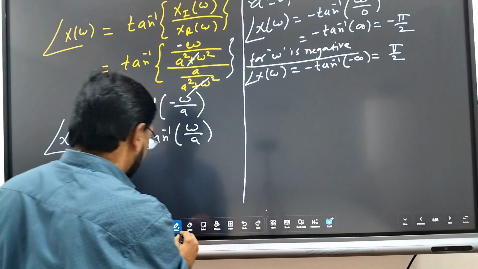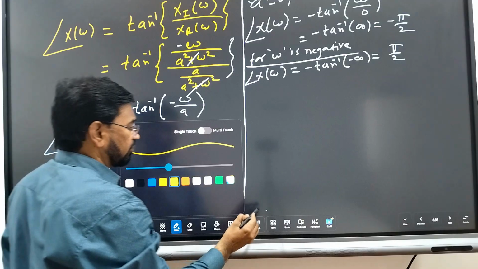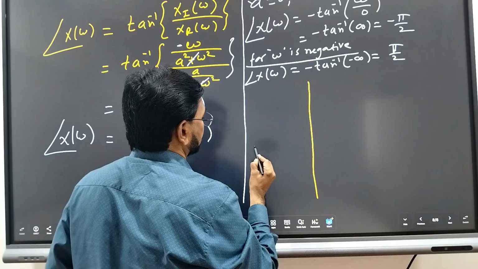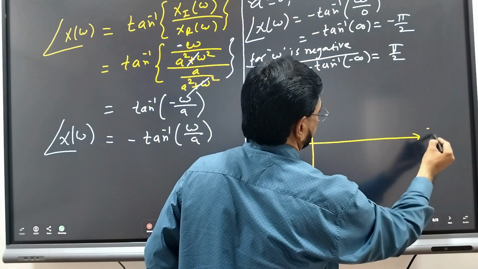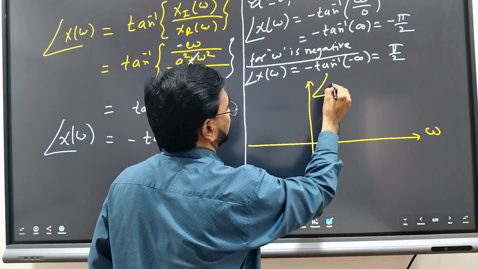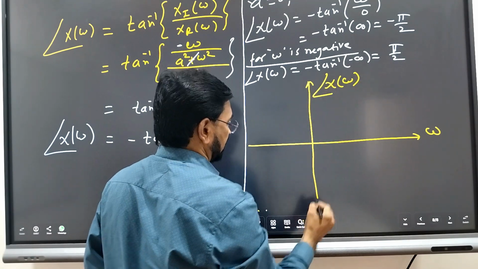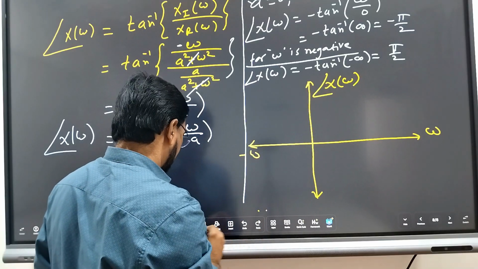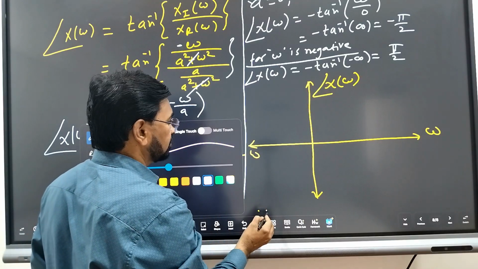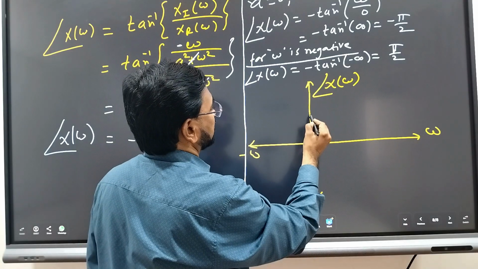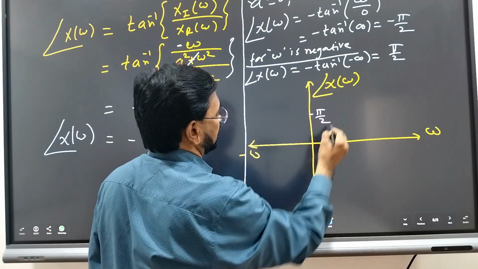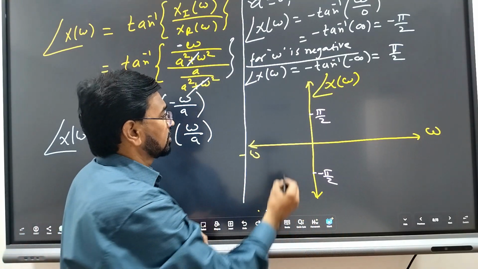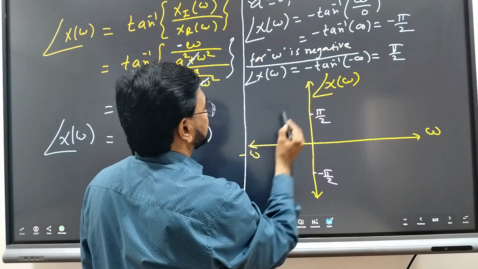Now let us plot the phase spectrum of this. Phase spectrum we have this. This is omega and angle of X of omega, and this is minus omega. So what will this spectrum be? Let us take plus pi by 2 here and minus pi by 2 here. So it is minus pi by 2.